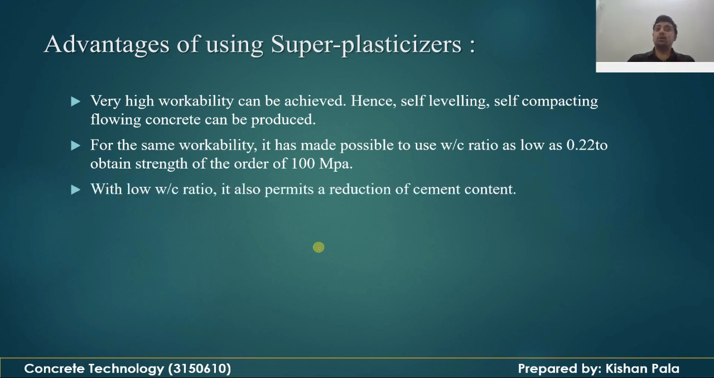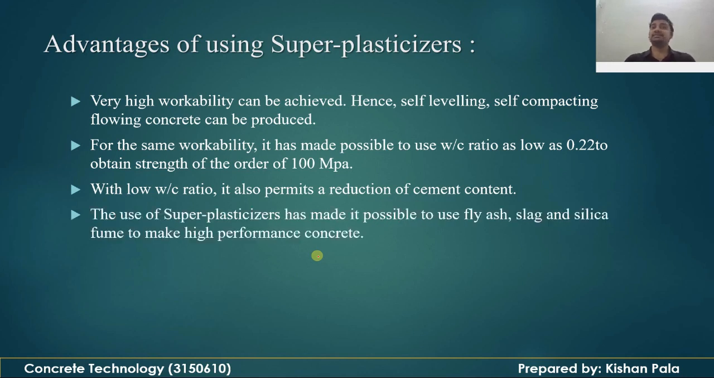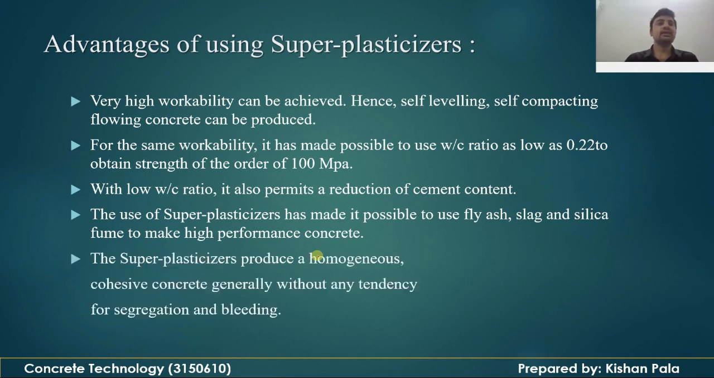And with a low water cement ratio, it also permits the reduction of the cement content, and it means that you are getting economic construction. And the use of the plasticizer has made it possible to use fly ash, slag, and silica fume to make high performance concrete. This is possible only with the use of pozzolanic material along with the super plasticizer. And the super plasticizer produces homogeneous, cohesive concrete without any tendency for segregation and bleeding.